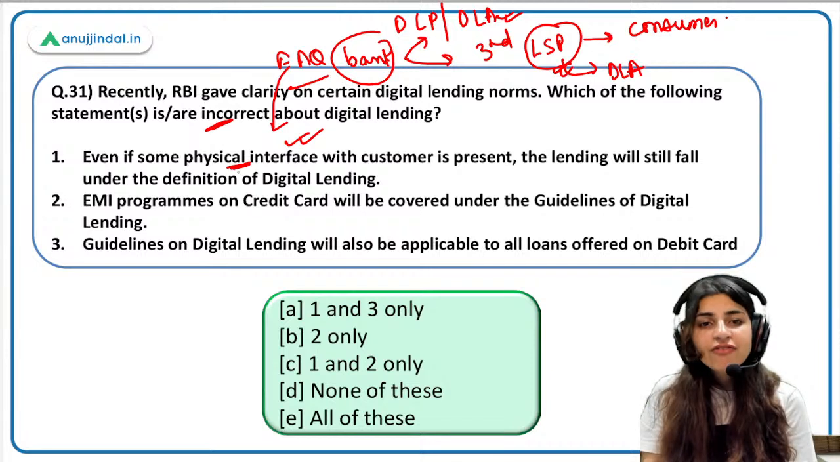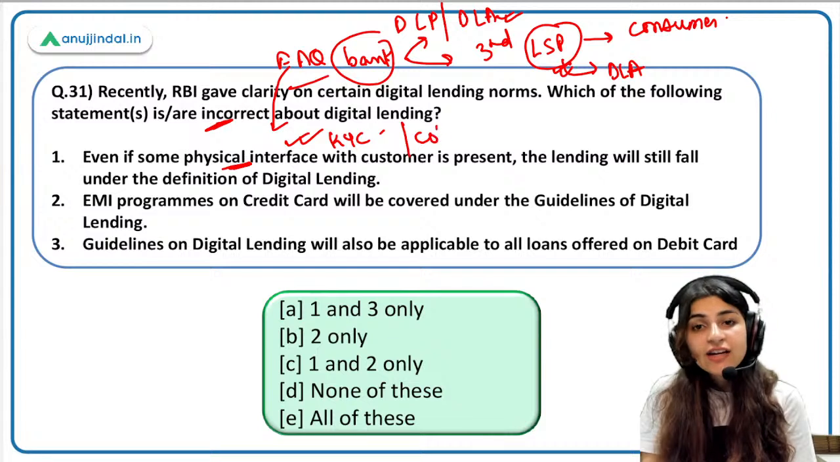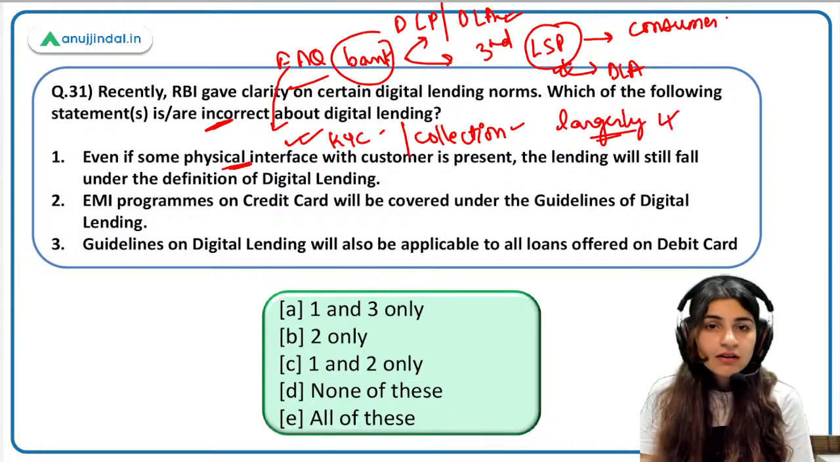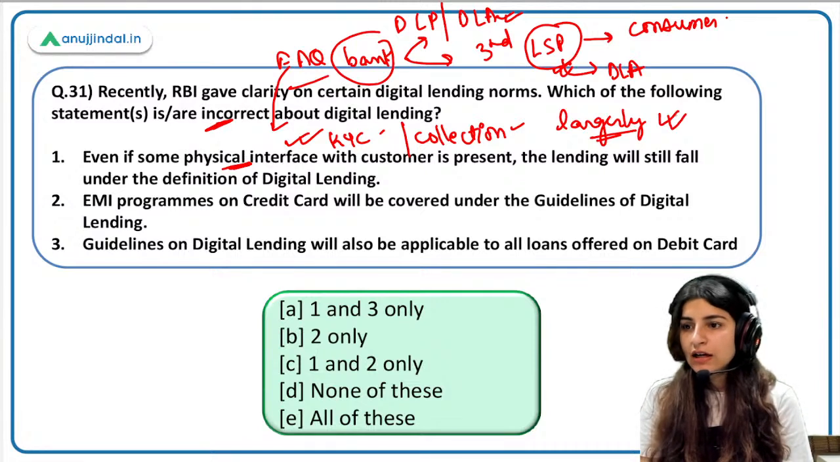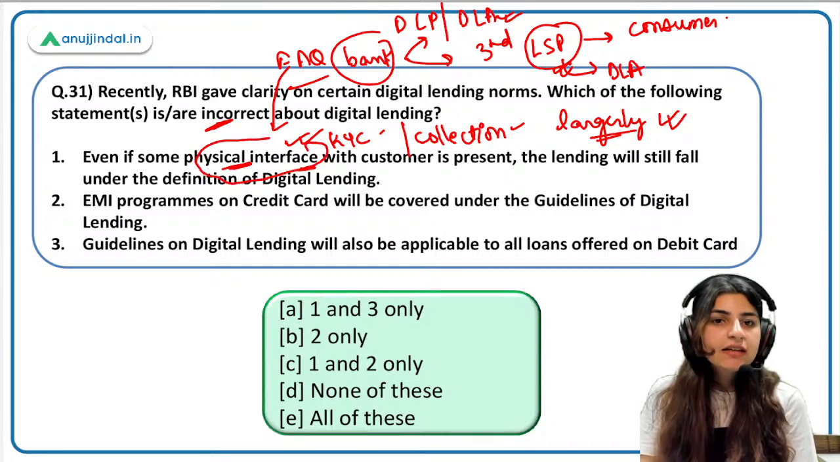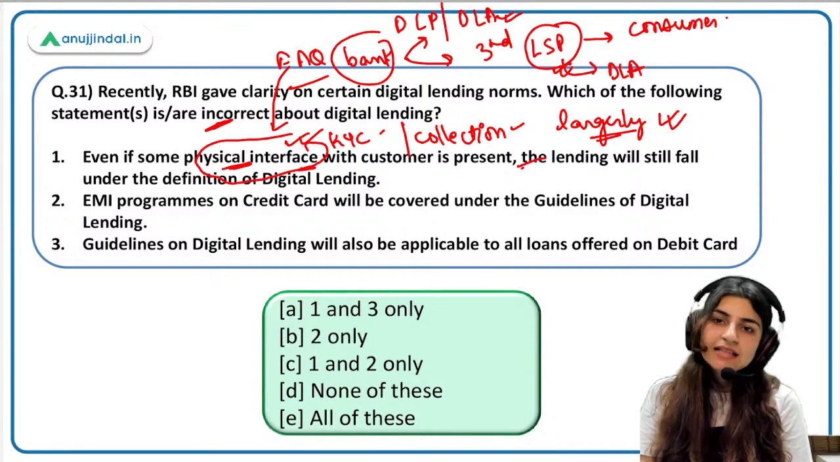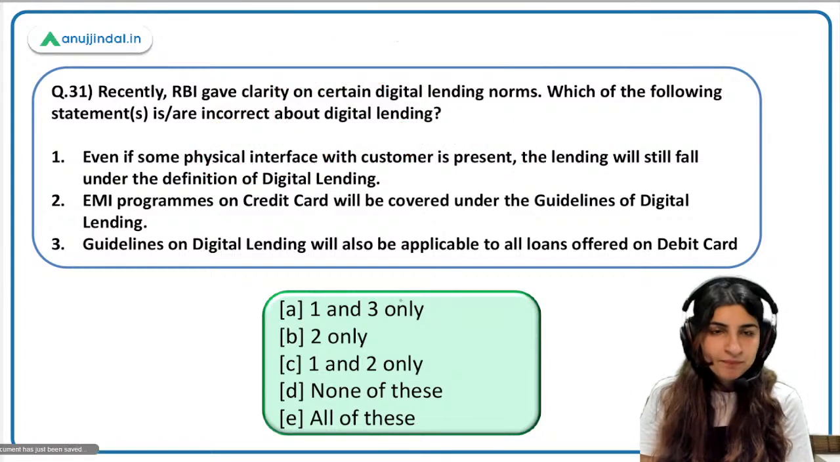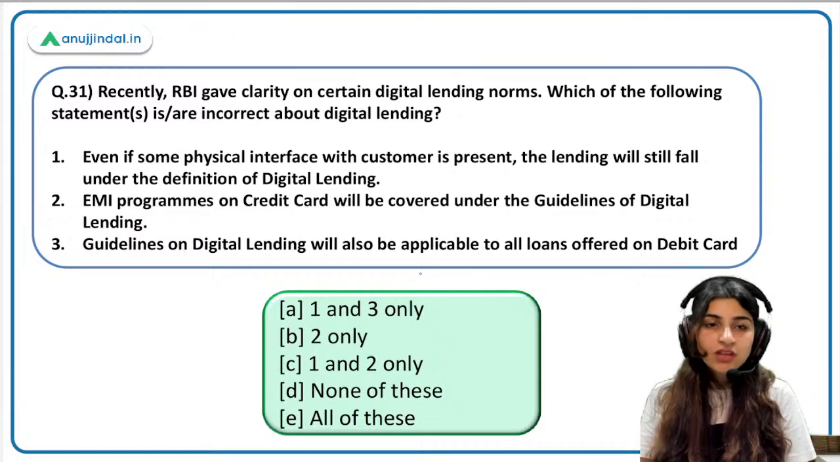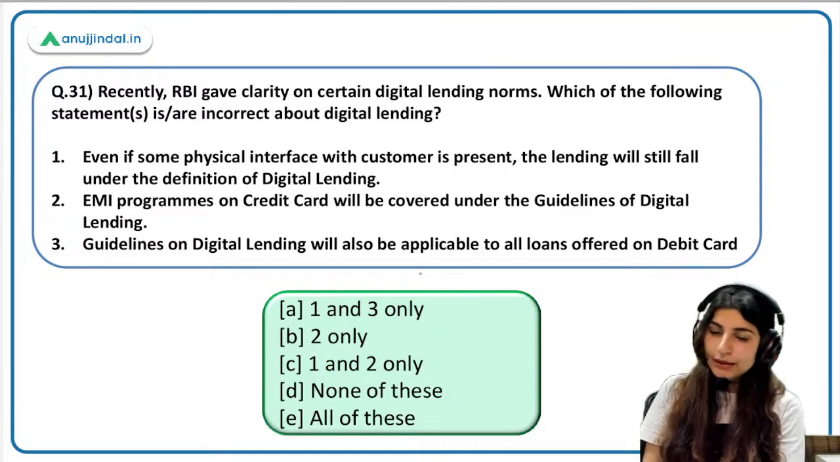However, if there is any physical interface involved, for example KYC mechanism के लिए physical interface involved है, collection process के लिए physical interface involved है. So RBI says as long as largely everything is done digitally, it falls under the definition of digital lending. Now, however, if there is some physical interface involved, it can still be under digital lending process. EMI programs on credit card will be covered under guidelines of digital lending. So this was actually the clarification given by RBI.